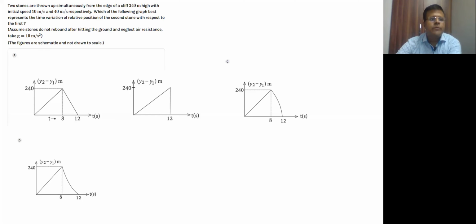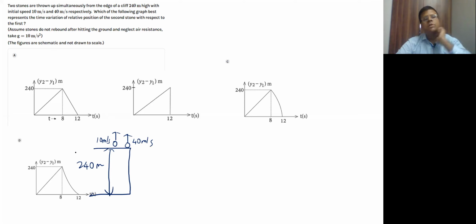Hello, dear students. So we read this problem which states that there are two stones that are thrown up simultaneously from the edge of a cliff. So here we have a cliff which is of 240-meter height, and one of them is thrown with an initial speed of 10 meter per second, and the other one is thrown with a velocity of 40 meter per second. Which one of the following graphs represents the time variation of the relative position of the second stone with respect to the first? Okay, so let's first try to find out at what time these stones come down.